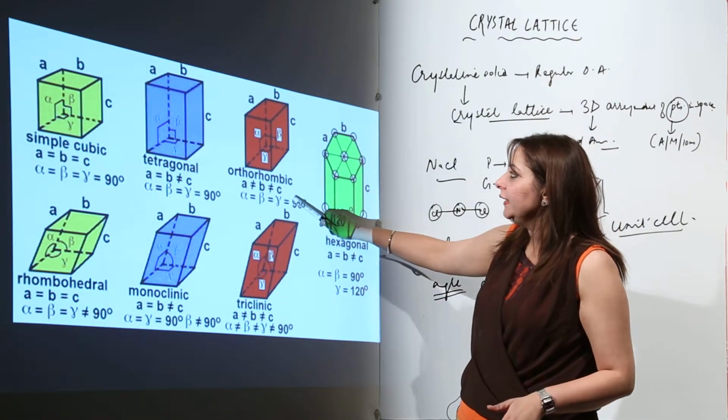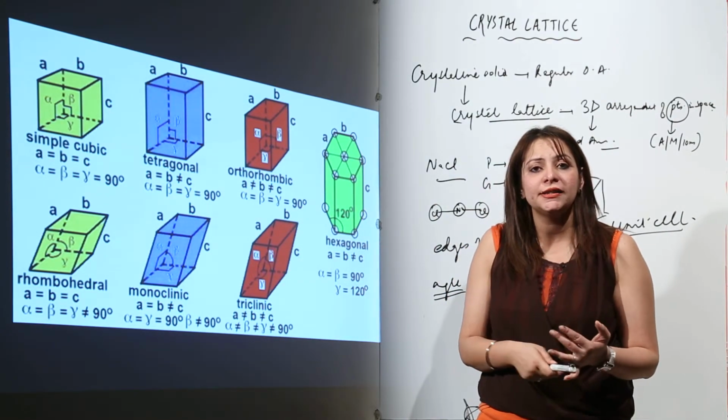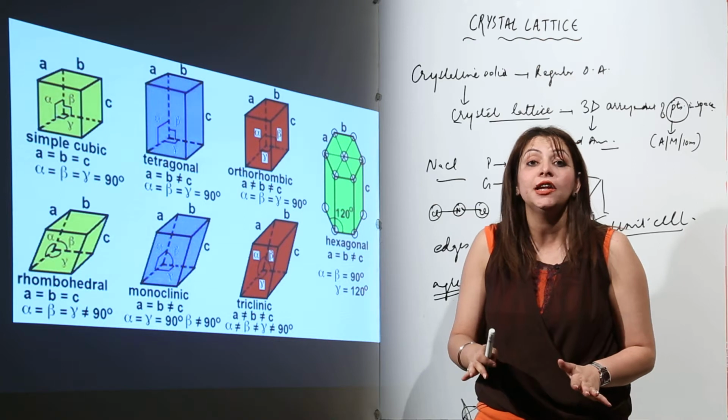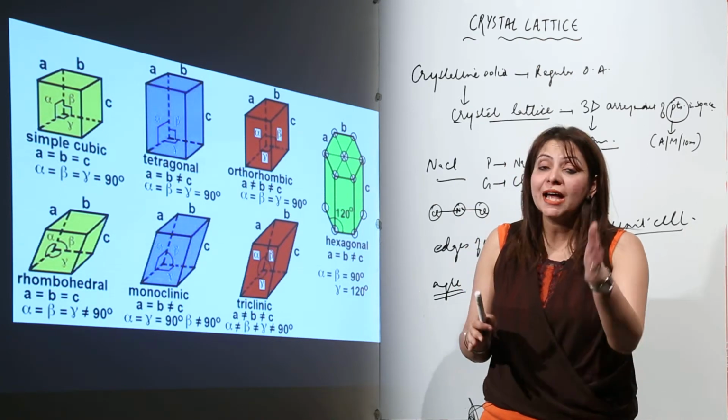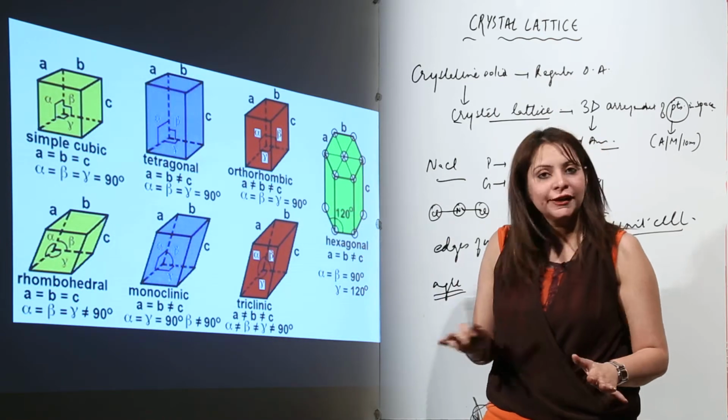Third is this one, in which none of the sides is equal, neither A, B, nor C, but still they are perpendicular to each other. So that form is something called orthorhombic, right? I think you are clear with the 3.